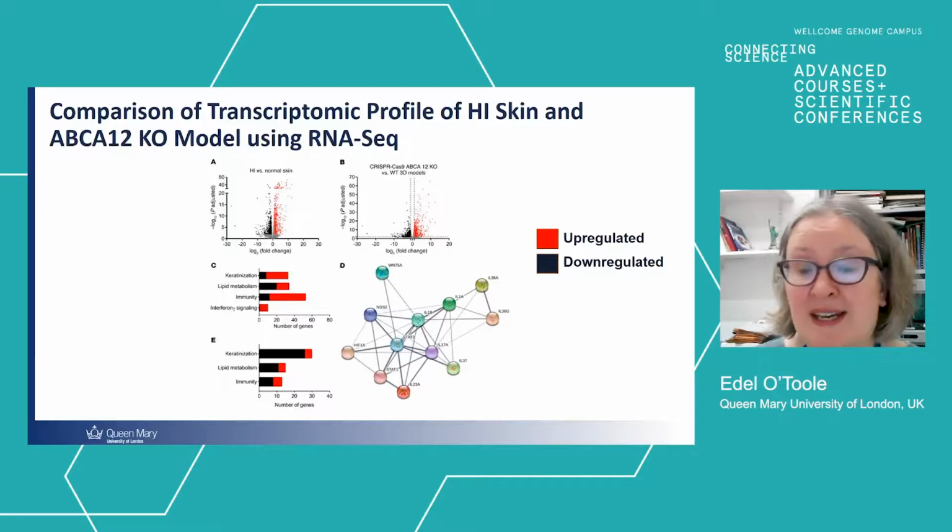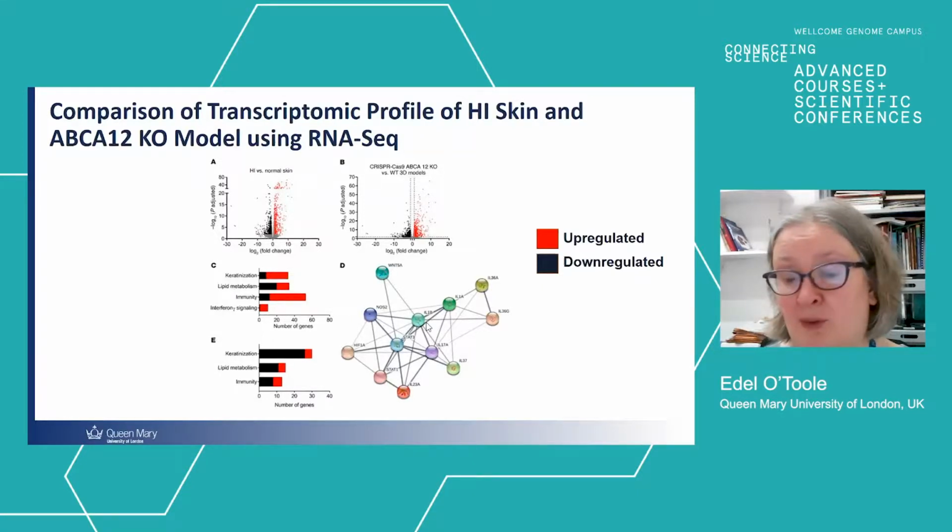In Harlequin ichthyosis skin, this is just a string diagram showing some of the genes of interest that are altered. And these include STAT1 and STAT3, IL-23A, IL-17, IL-36A, IL-36G, IL-37 was down, NOS2, and IL-1A and IL-1B. IL-36 gamma was massively upregulated. It was 900-fold upregulated in Harlequin ichthyosis skin. IL-17 was less, it was like 5-fold or something like that.